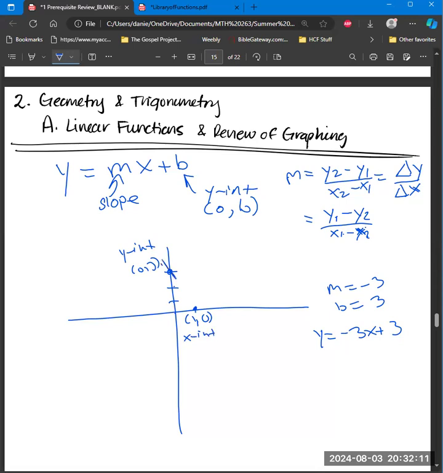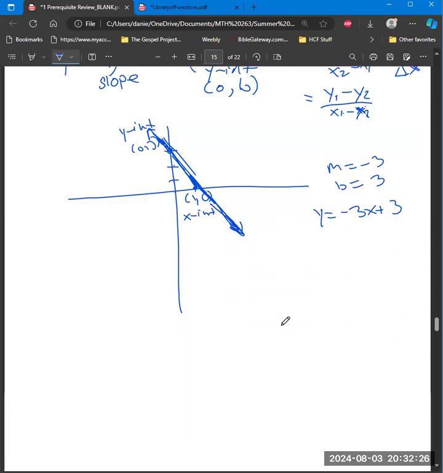We're going to connect the dots here. And that's the best that I can do without an actual graphing utility here.